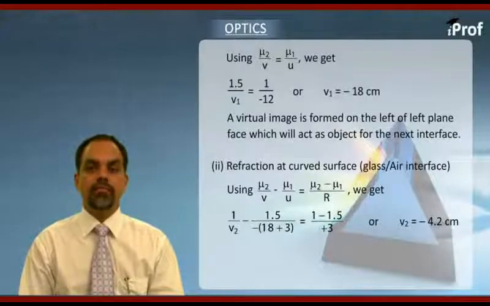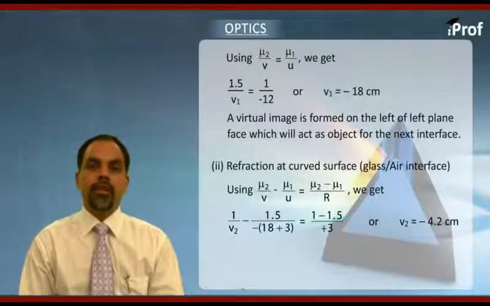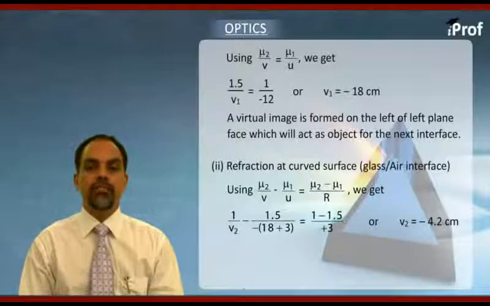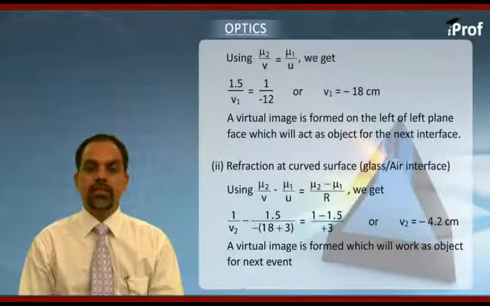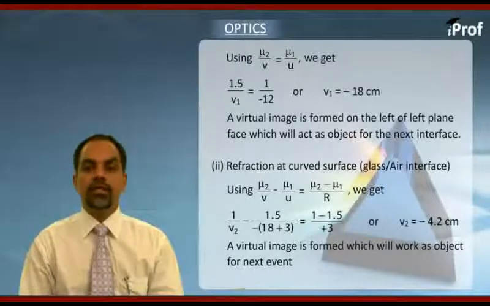Now the distance from plane interface is 18, and from the pole of this cavity, that is the first refracting surface, we have to add another 3 centimeter. So it will be minus of 18 plus 3 is equal to 1 minus 1.5 plus 3, that is the radius of curvature of the cavity. On simplifying, we get the value of V2 as minus 4.2 centimeter. Now the minus means the image will be formed opposite to the direction of incident ray, 4.2 centimeter from the pole of the surface. Now this image, which is virtual, will act as an object for the next event.